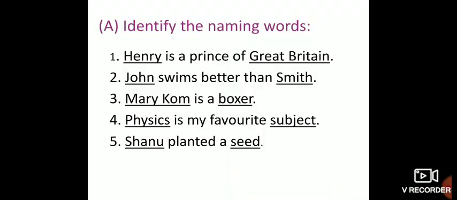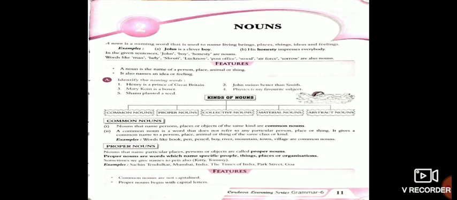Now we'll talk about the kinds of nouns. So children, there are 5 kinds of nouns. First is your common noun. Second is your proper noun. Third is your collective noun. Fourth is your material noun. And fifth is your abstract noun. So we are going to discuss these one by one. We'll do these exercises one by one.